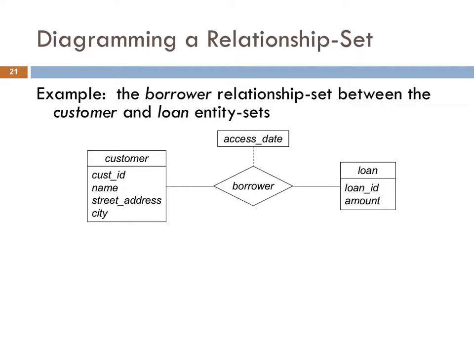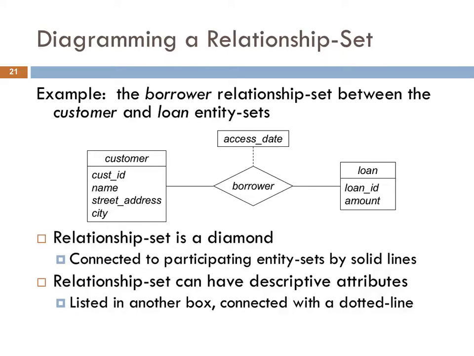Okay, the way that you diagram a relationship set is with a diamond. So you can see here, again, hopefully this is looking really familiar, because this is a way you could diagram the bank schema that we've been using all term. You have customers, and we know that maps to a table. We have loans, that maps to a table. And we have borrowers, which relates customers and loans. And then we've just added the descriptive attribute access date, just for fun. Okay, so the relationship set is a diamond.